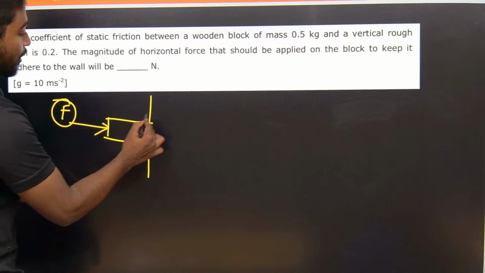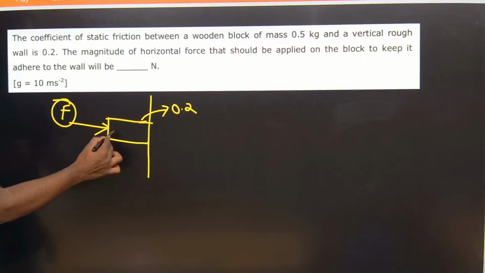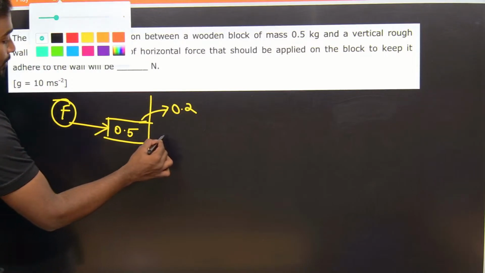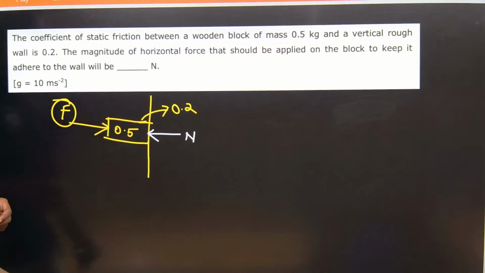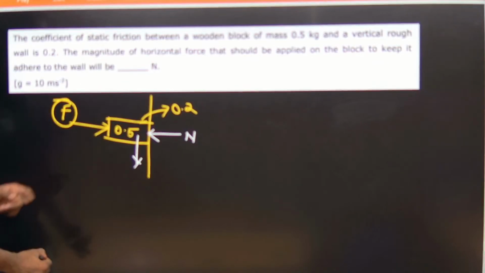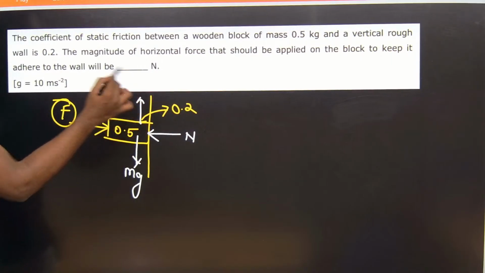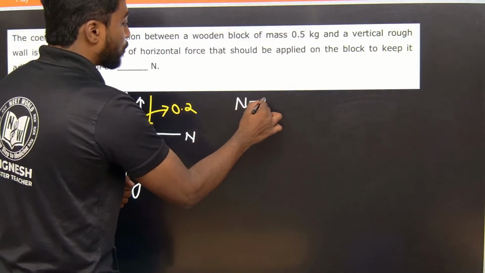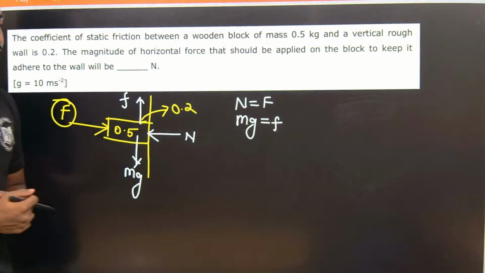So the coefficient of friction is 0.2. What is the mass they have given? 0.5. So what are the forces acting now? If I see the forces, one is the normal force N in this direction, and this is my weight, mg, and in this direction the frictional force will be there. So N will be equal to F and mg will be equal to small f, that is the frictional force.